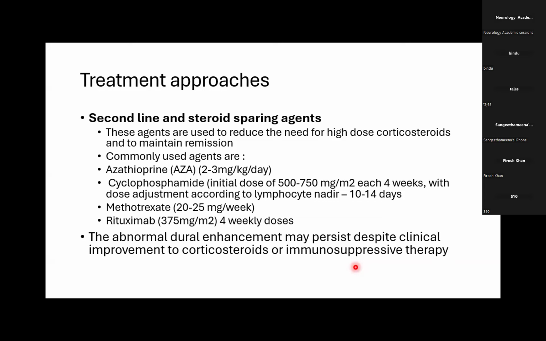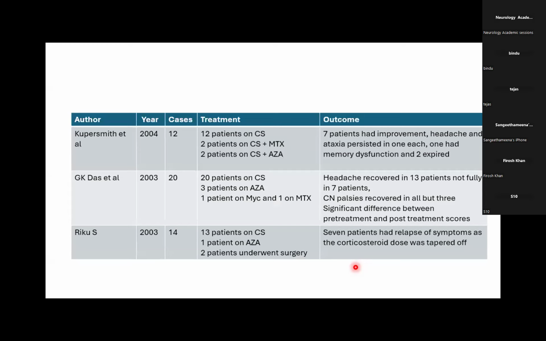There is no specific set of guidelines for starting. I searched for these things, but I couldn't get any specific guidelines. These are some of the studies which are seen.